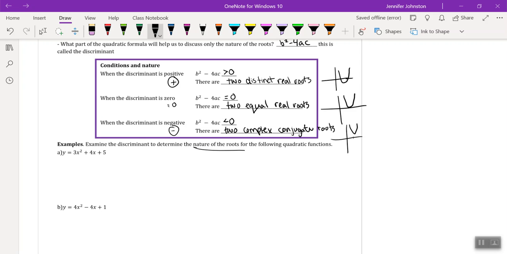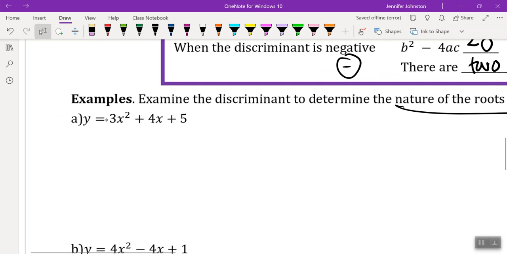We just want to know what it is going to look like for the following quadratic functions. All right, so we have this one right here. We have our a, our b, and our c. Now we don't have to set up the quadratic formula because we're just looking for the nature of the roots. So that means we're just going to set up b squared subtract 4ac, see what's underneath that square root sign. That's going to let us know what's going on.